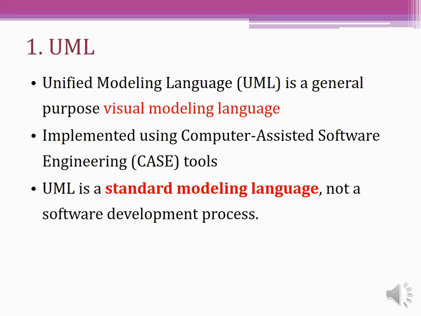UML stands for Unified Modeling Language. It is a standard visual modeling language which is used to represent the structure and behavior of software systems. It is important to remember that it is not a software development process. Instead, it is a modeling language that supports different software development methodologies and it's commonly implemented using CASE tools.